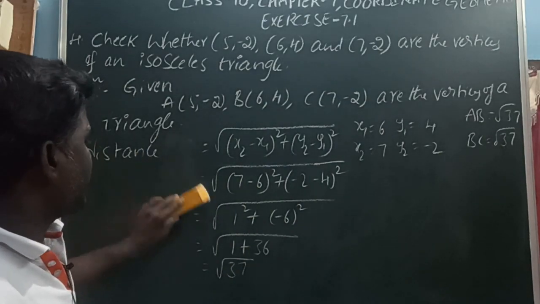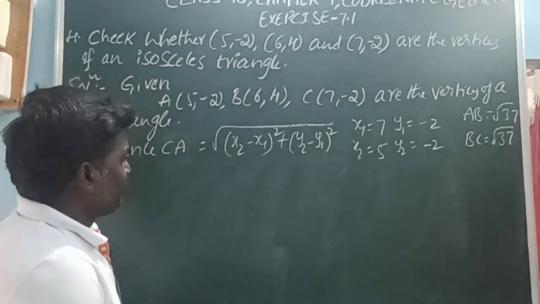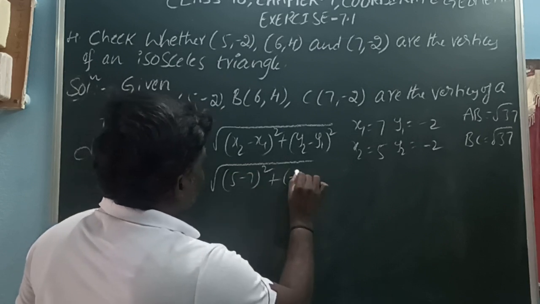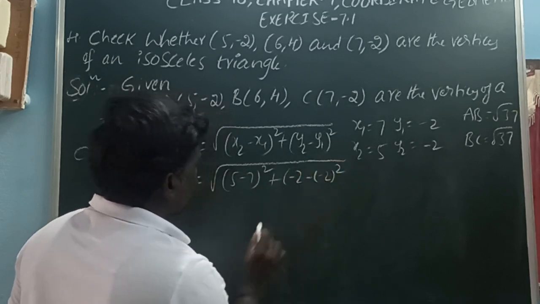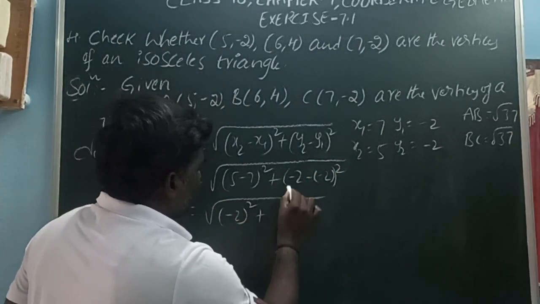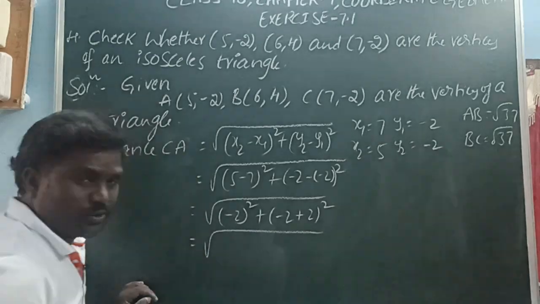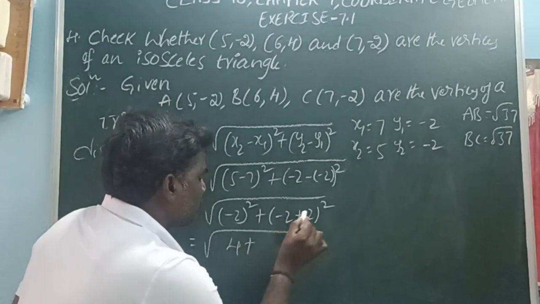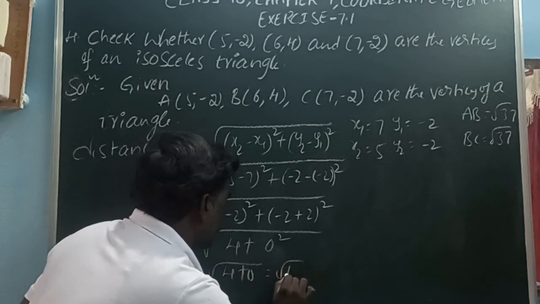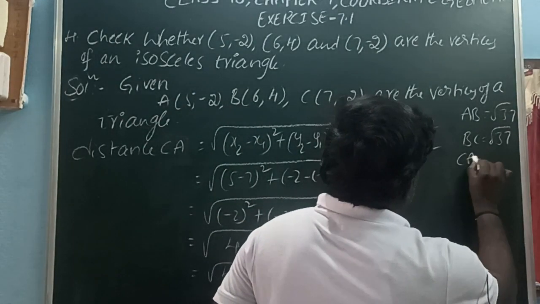So next the distance of CA is square root of (5 minus 7) whole square plus (-2 minus of minus 2) whole square. So here 5 minus 7, that is minus 2 whole square, and minus 2 plus 2 whole square. So that is square root of minus 2 whole square, how much? 4. Minus 2 plus 2 is 0. So square root 4 plus 0, that is square root 4, that is square root of 2 square. Square root cancel, that is 2. So CA length is how much?